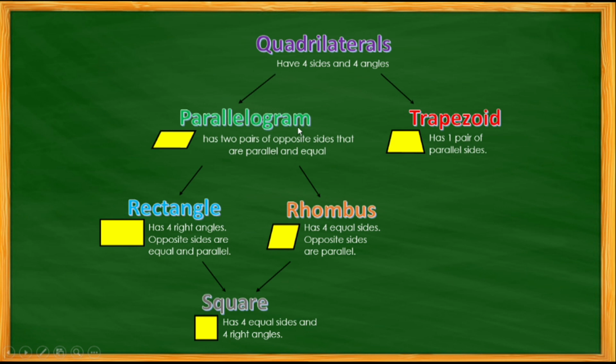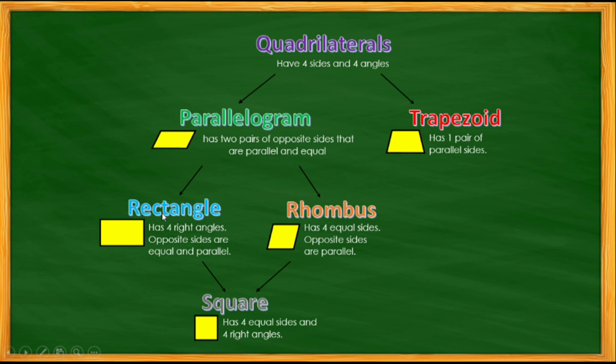So this would be the quadrilateral diagram. Again, a quadrilateral has four sides and four angles. Under the quadrilateral are a parallelogram and a trapezoid. A parallelogram has two pairs of opposite sides that are parallel and equal. This would be a parallelogram. And a trapezoid has one pair of parallel sides. Then under the parallelogram, we have a rectangle and a rhombus.